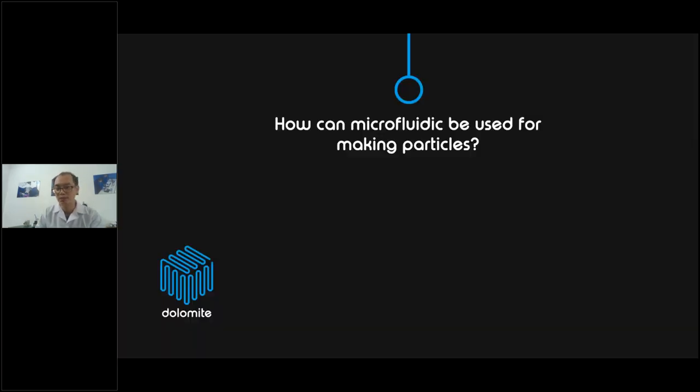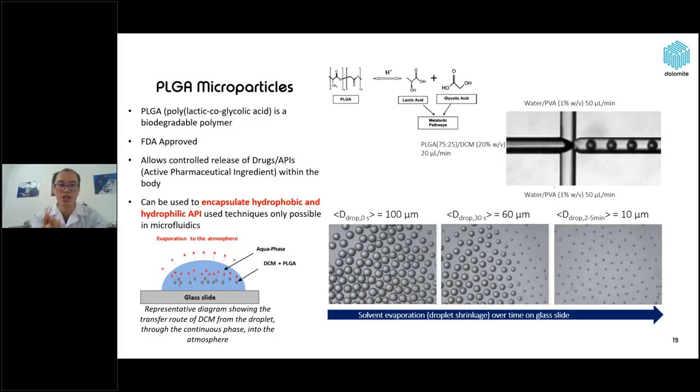Now, applications of microfluidics for making particles. We are focusing on PLGA microparticles for drug delivery and drug encapsulation. The method we use is to introduce PLGA dissolved in organic solvents like DCM, and a water phase containing a surfactant like PVA, into the microfluidic chip junction to generate a droplet. The droplet contains the PLGA and solvent dispersed in the water phase. By solvent evaporation, the DCM evaporates out of the droplet, leaving only a microsphere, a microparticle of PLGA.